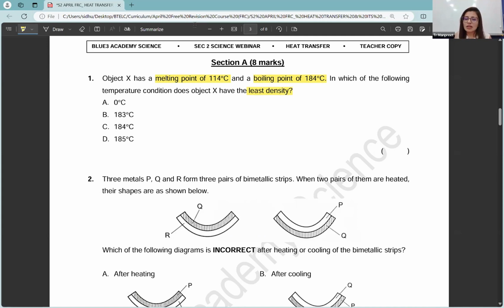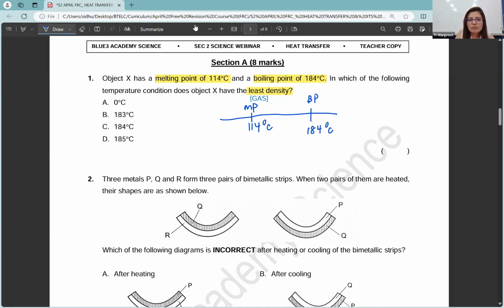Now, when does it have the least density? The density is always the least when it is a gas. So the question is asking at which temperature it is a gas. We can just draw it out. We call it a temperature line. We have the melting point at 114, and the boiling point, which is 184 degrees Celsius.